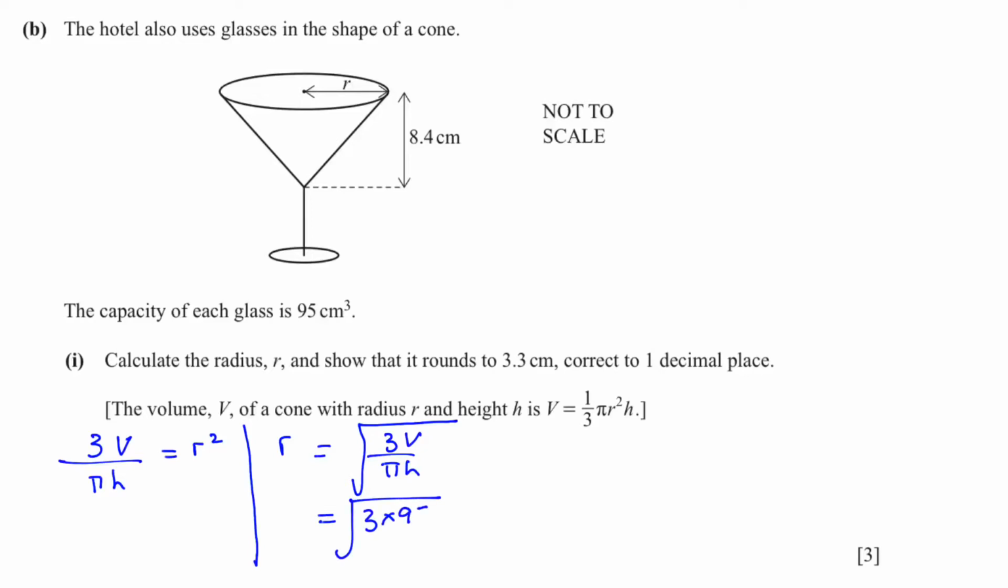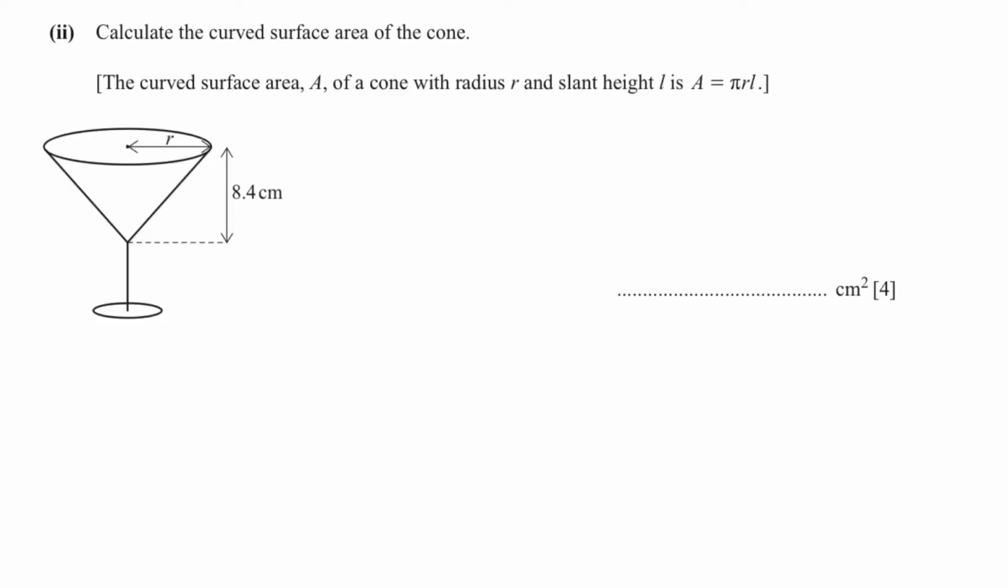Volume is 95 pi times height, which is 8.4. Put the whole thing in the calculator and you will get your radius as 3.28. If you round it to one decimal place, it will be 3.3 centimeter. So we got the answer that we have to show. Part 2, calculate the curved surface area of the cone, and the formula is A is equal to pi r L. L is the slant height.